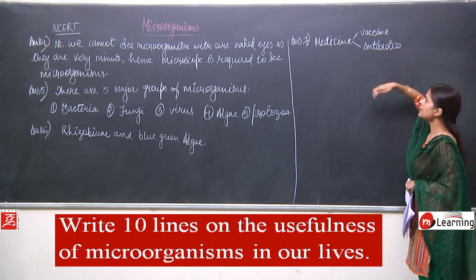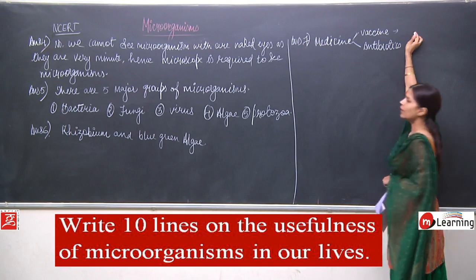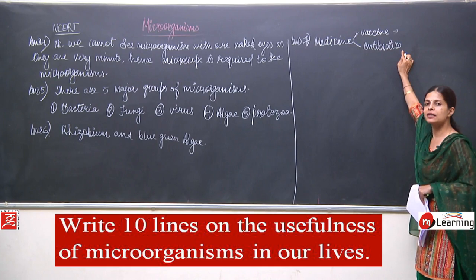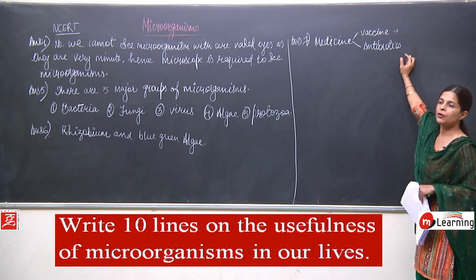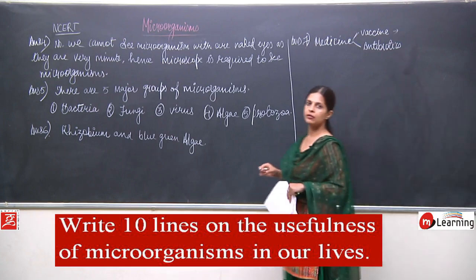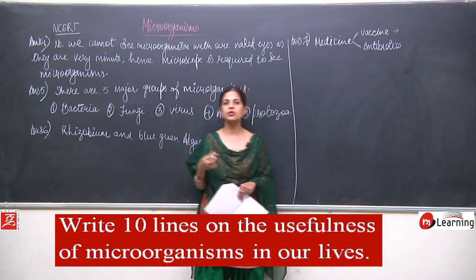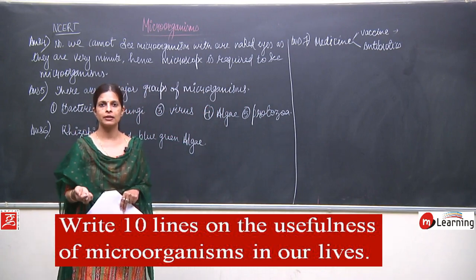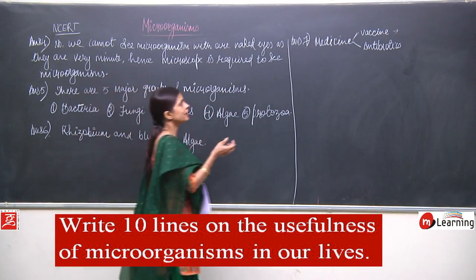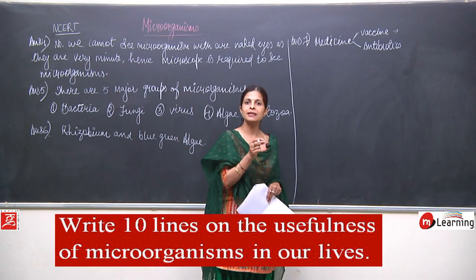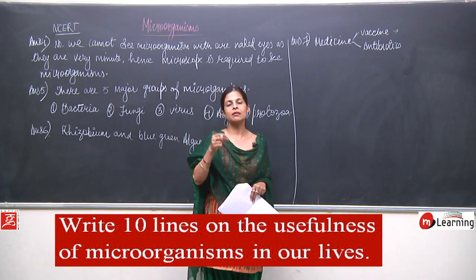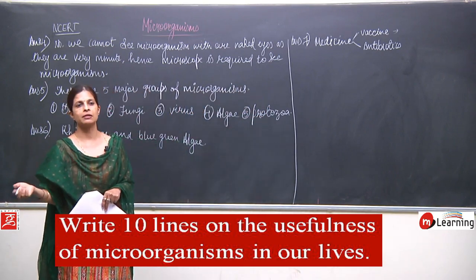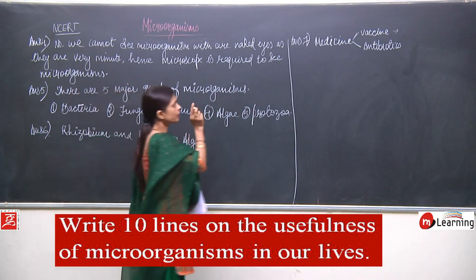If we talk about vaccines, many viruses are used for vaccine purposes. And antibiotics, what is the meaning of antibiotics? It is a chemical substance which is very useful and helps in killing other microorganisms. So what is vaccine now? Antibiotics are substances made by microorganisms which are useful in killing other microorganisms. Whereas what is vaccine?